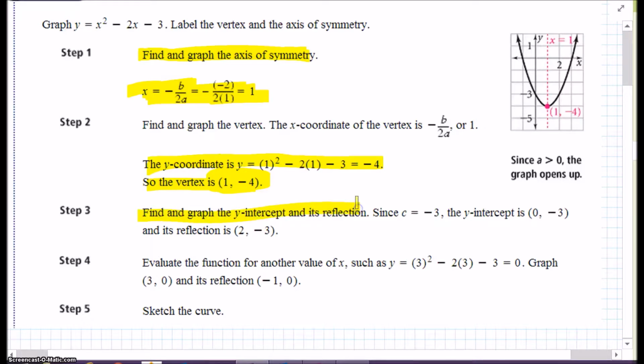Find and graph the y-intercept. Since we know the y-intercept is the c value, we can plot that, and we can find its corresponding point, or the reflecting point over the axis of symmetry, and then you can sketch the curve.